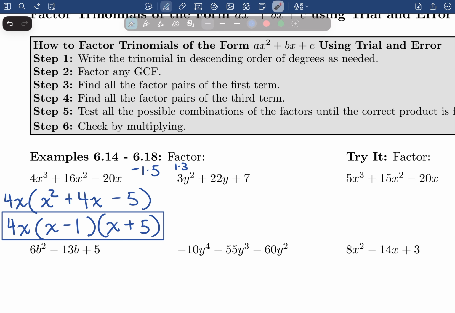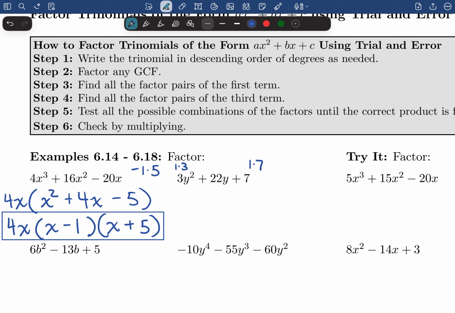Now, step 4, find all the factors of the third term. The third term is 7, right? That's the constant term. 7's factors are 1 and 7. And that's the only set of factors because 7 is prime. In fact, we get really happy when we see prime numbers because they only have one set of factors, and that makes our life very easy.